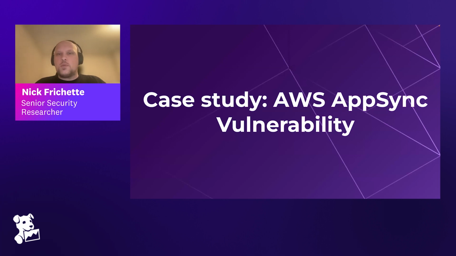So to provide a little bit of an example of the types of cloud security research we conduct, as well as some of the vulnerabilities that we have found in cloud service providers, we wanted to provide a bit of a case study on a vulnerability that we found in AWS AppSync, which allowed us to cross that tenancy boundary and potentially access other customers' data.